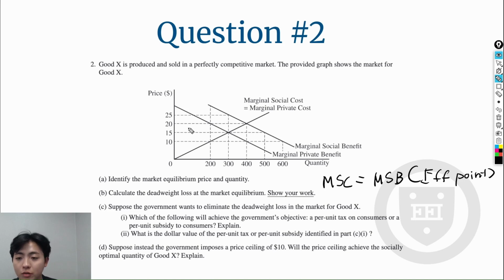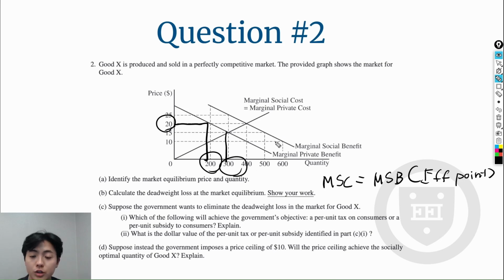Excellent. So from the graph, we can see that it is 20 at 200. So quantity 200 at price 20 is the socially optimal quantity that we have. However, the market quantity produces 300. So there is an overproduction due to a negative externality, of course.